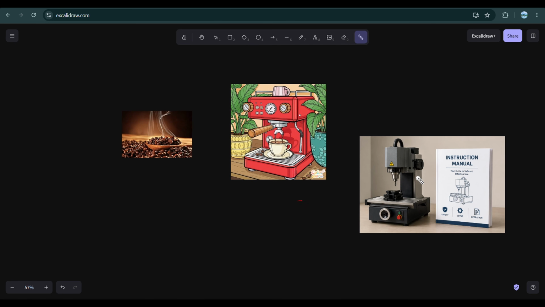You don't care about every gear inside it. You care about what happens when you put coffee beans inside the machine. Beans go in, coffee comes out, and the machine transforms the input. A matrix works in the same way.